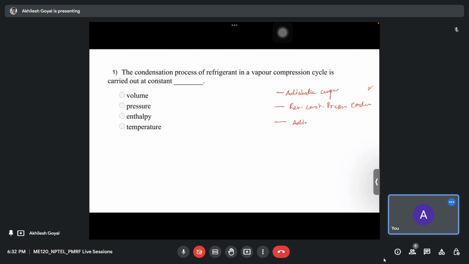Again, adiabatic expansion and reversible constant pressure evaporation. So condensation happens at reversible constant pressure, right? So here the first option is wrong, the second one is right, third is wrong, and fourth one is wrong. So in the case of vapor compression cycle, the condensation process happens at constant pressure. So yeah, this was a very simple concept based question.